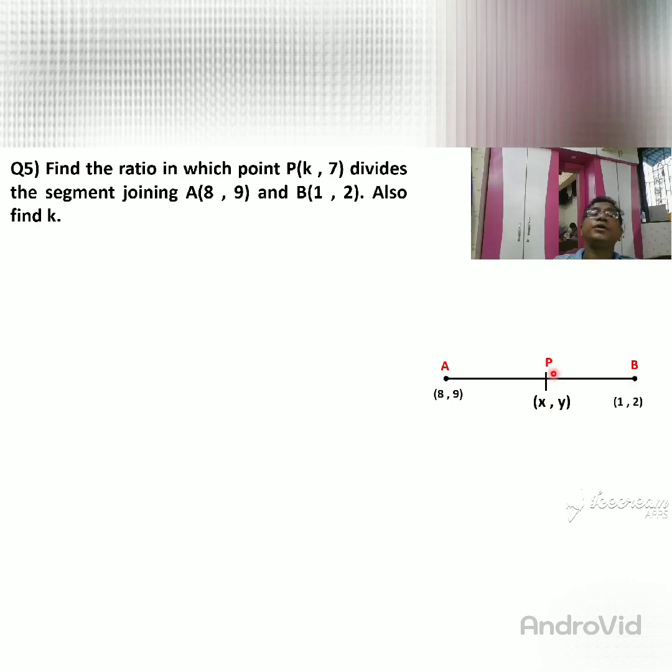P is the point given. So A has coordinates 8 and 9, B has coordinates 1 and 2. So this is called x1 = 8, y1 = 9. This is called x2 = 1, y2 = 2, and this is x. So you want to find the value of k.